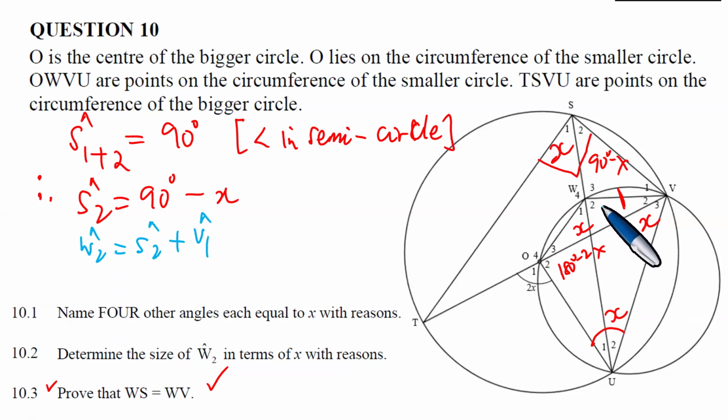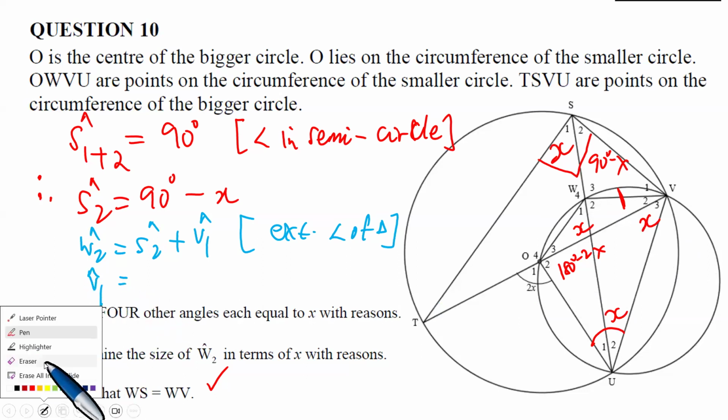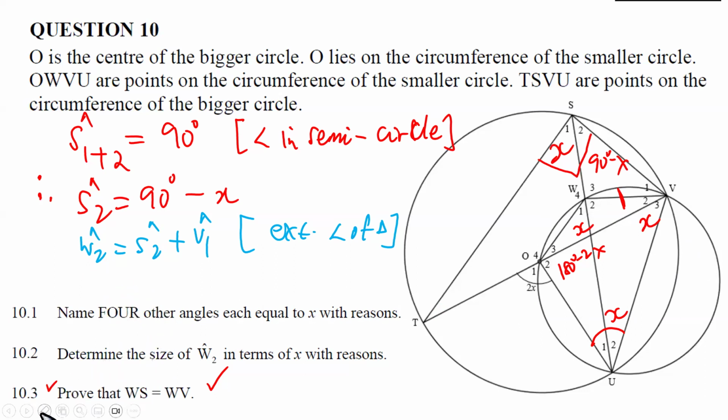Right, and the angle W2 is S2 plus the angle V1, and this is what? This is exactly the exterior angle of a triangle. Now, at this point, it is clear that you can find the size of the angle V1. This means that the angle V1 is actually the difference of those other angles. In other words, the angle V1 is equal to the angle W2 minus the angle S2.